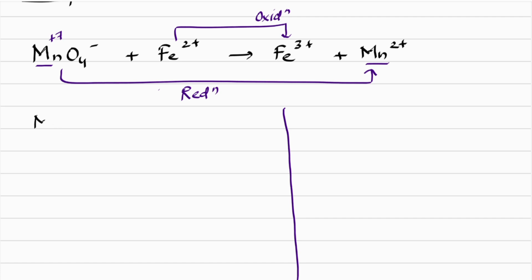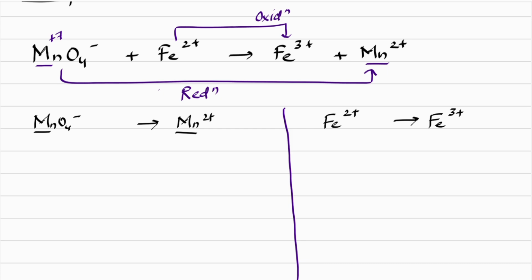So permanganate ion giving you Mn2+ ion, and then ferrous ion giving you ferric ion. Now, what was the first step? The first step was to balance every atom other than oxygen and hydrogen. So in this reduction half reaction, permanganate going to manganese 2+, there's one manganese here, one manganese here, no need to balance. Similarly, in ferrous going to ferric, there's one iron on both sides, so no need to balance.